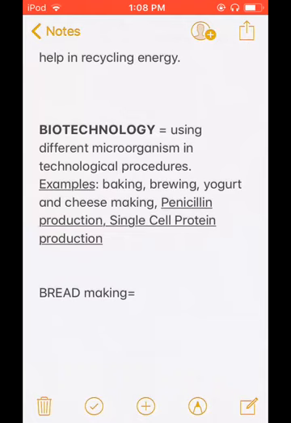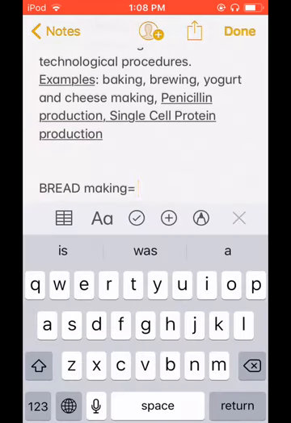I'm done. Okay, so let's start with the easy one, bread making. So bread making, what happens? Have you ever seen when chefs are making bread, they put this thing in and the bread becomes fluffy, like it rises. Yeah, yeast. Exactly, yeast.